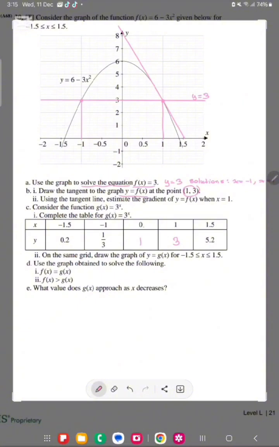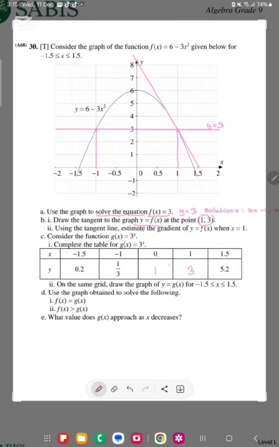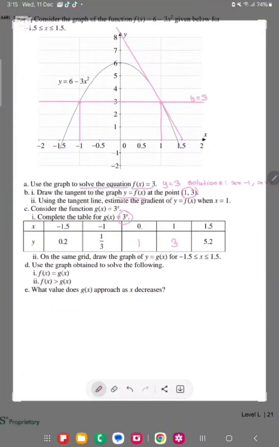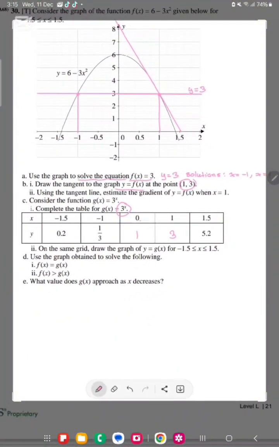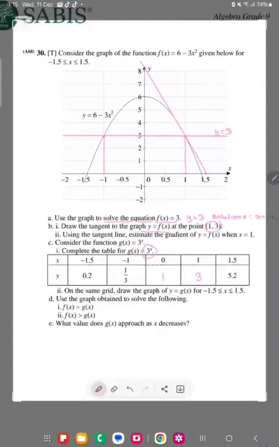Now, you want to draw y equals g of x. g of x is what? 3 to the power of x. So you're going to draw these points on your graph.